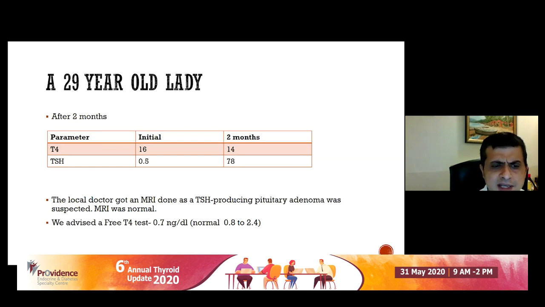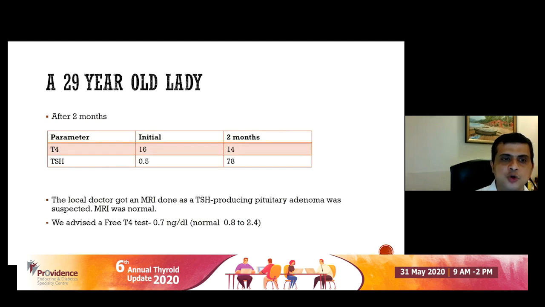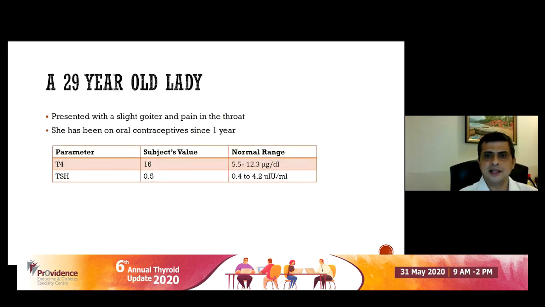So what we did in this case is that we tested a free T4 and we found the free T4 to be 0.7 nanogram per deciliter, the normal being 0.8 to 2.4. And therefore, this is a case of thyroiditis with transient toxicosis and eventual hypothyroidism. Overestimation of the T4 led the doctor to suspect a TSH tumor. Let's go back to the slide. This lady had a slight goiter and a pain in the throat. That signals that there is painful thyroiditis going on.